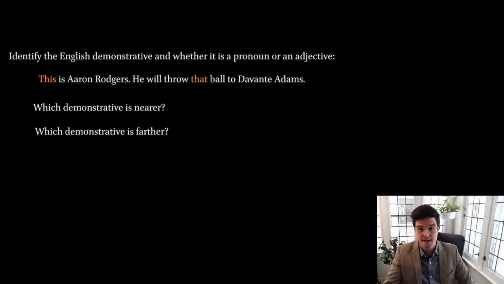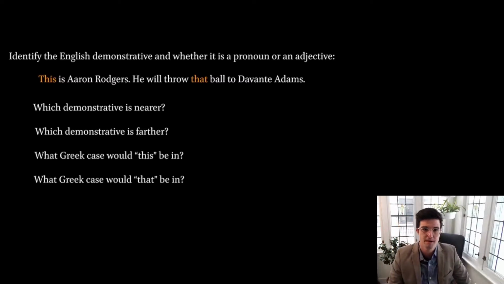So let's take this a step further with our descriptive language that we have been introduced to in this video and determine which demonstrative is nearer and which demonstrative is farther. The first one is our nearer demonstrative, this, whereas that ball is the farther demonstrative. And one more thing for you to do on this slide, this one might take you a little bit more time than the other pauses. Pause the lecture and think about what case this would be in Greek and what case that would be in Greek.